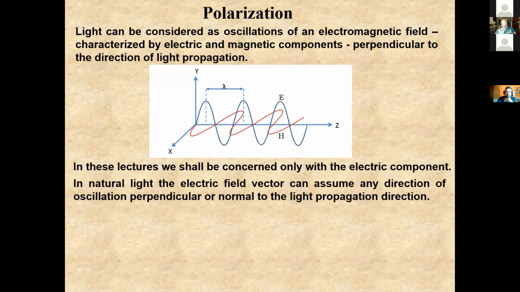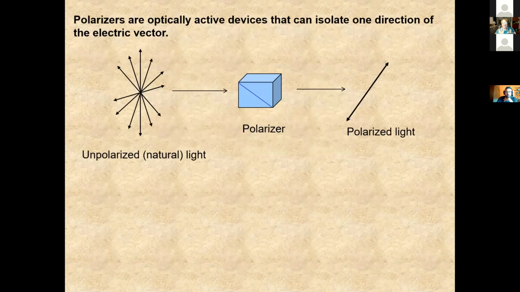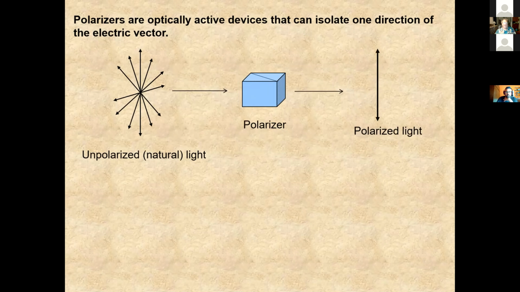Now, in natural light, the electric vector can assume any direction of oscillation perpendicular or normal to the light propagation direction. I try to illustrate here. And polarizers are optically active devices that can isolate one direction of the electric vector. So here we see a natural light source with unpolarized light. We put in a polarizer and we get one plane of polarization. One electric vector is selected. If we rotate the polarizer, we rotate the direction of polarized light that we're looking at.